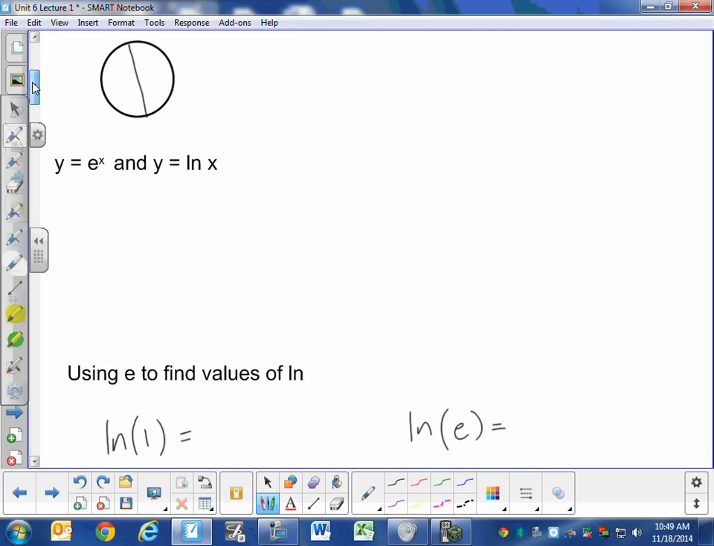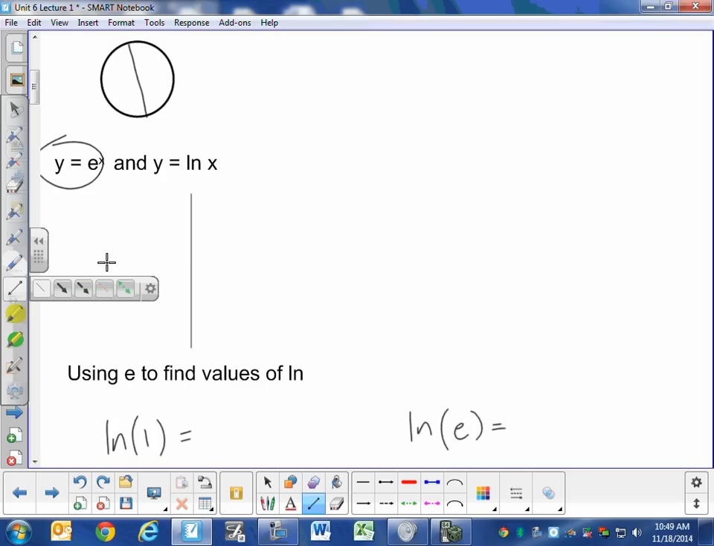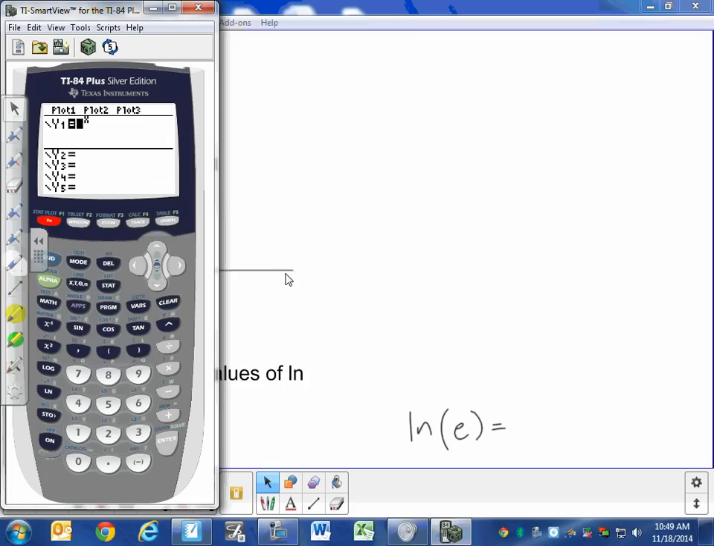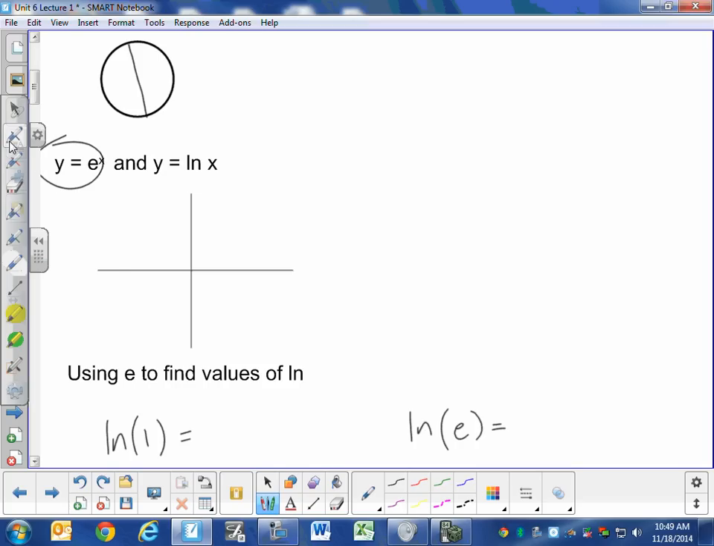But typically, e is looked at in this form, e to a power x, y equals e to the x. And we could graph y equals e to the x using our calculator, and we see that it looks like this. It's approaching 0 as we go to the left, and then it grows exponentially as we go to the right. The most obvious point of e to the x is (0, 1). Anything to the 0 power is 1. So that's good.